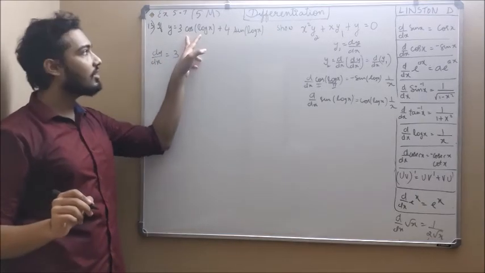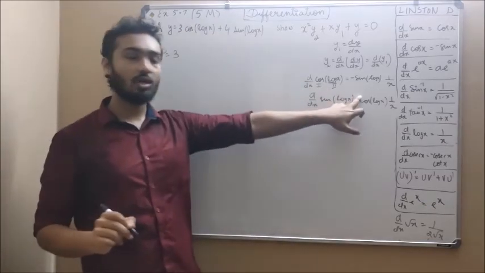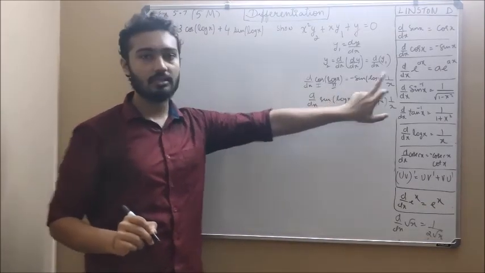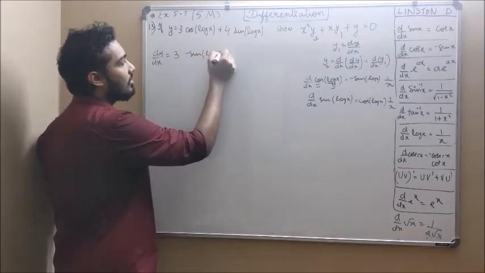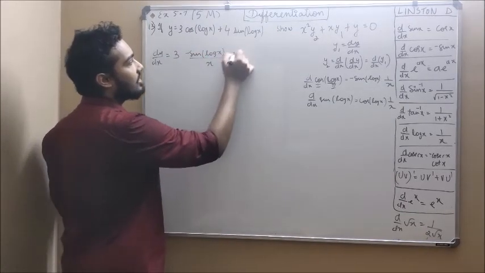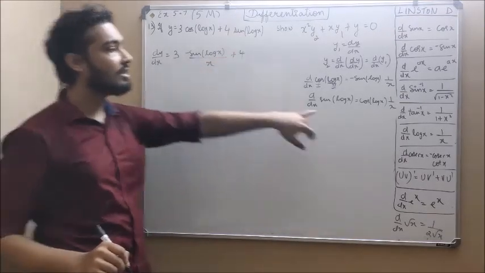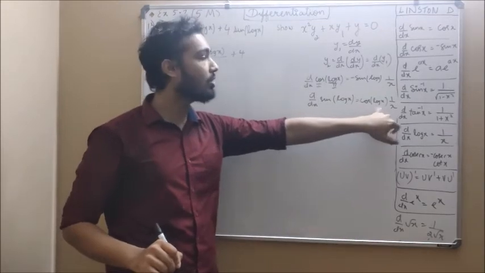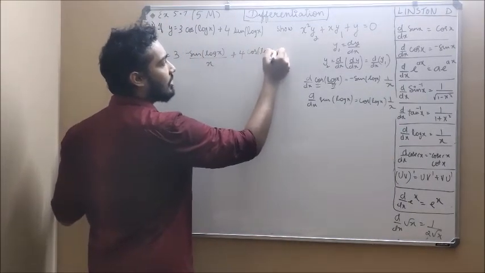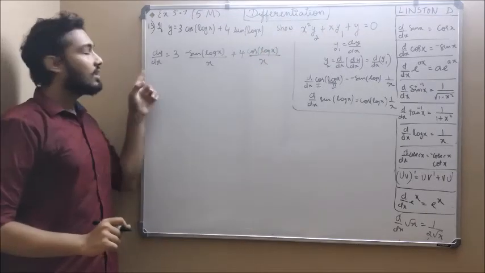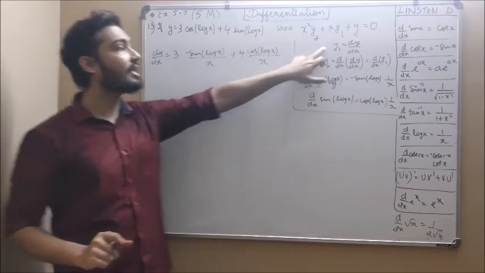So now differentiate: dy by dx equal to 3, first you have to differentiate this cos of log x. What is differentiation of cos of log x? Differentiation of cos of log x is minus sin log x into 1 by x. So minus sin log x by x plus 4, differentiation of sin log x. What is differentiation of sin log x? Differentiation of sin log x is cos log x into 1 by x, so cos log x by x. Now this is dy by dx. Here what we want? We want y1. So dy by dx is nothing but y1.